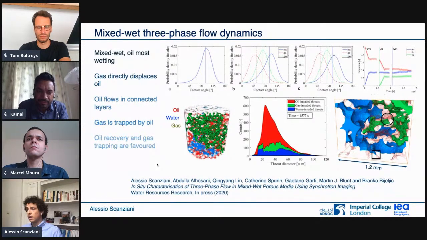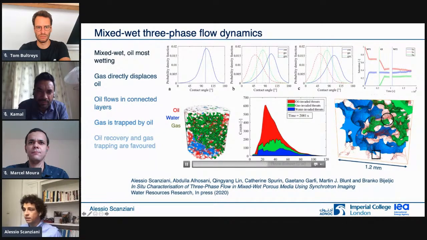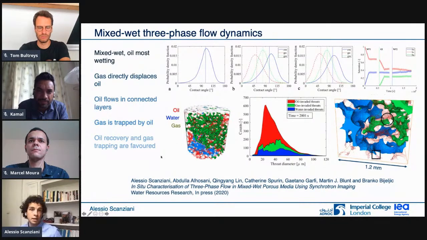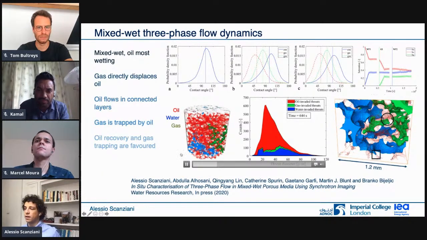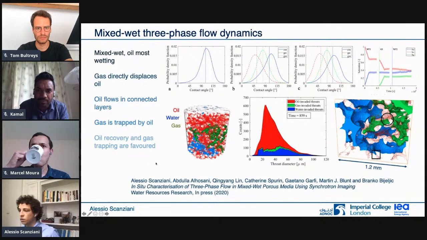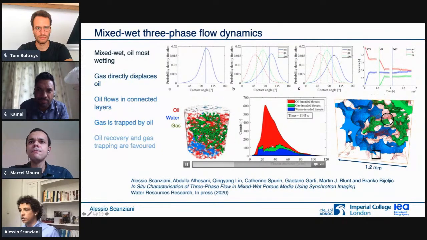In particular, gas is still invading the biggest part of the pores, but in this case it is mainly displacing oil, and it's not displacing a lot of water. This is quite promising, of course, for oil recovery purposes. And again, the order of invasion is not really determined by the pore size, but we see that during the gas invasion, a wide range of throats are being invaded.